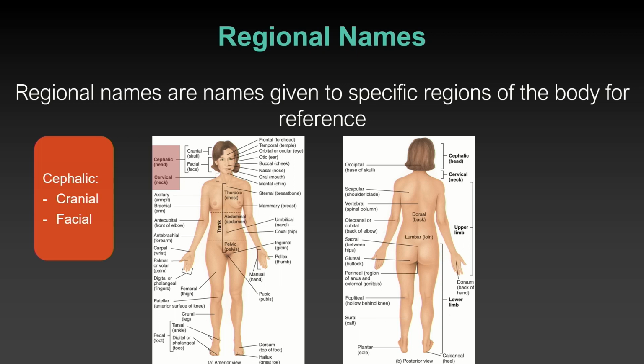But even that is a little general. The head could refer to the brain, or the skull, or the face. You can think of individual bone names within the face. Broadly, the head is broken up into cranial and facial areas. And then within that, there's more and more subdivision.